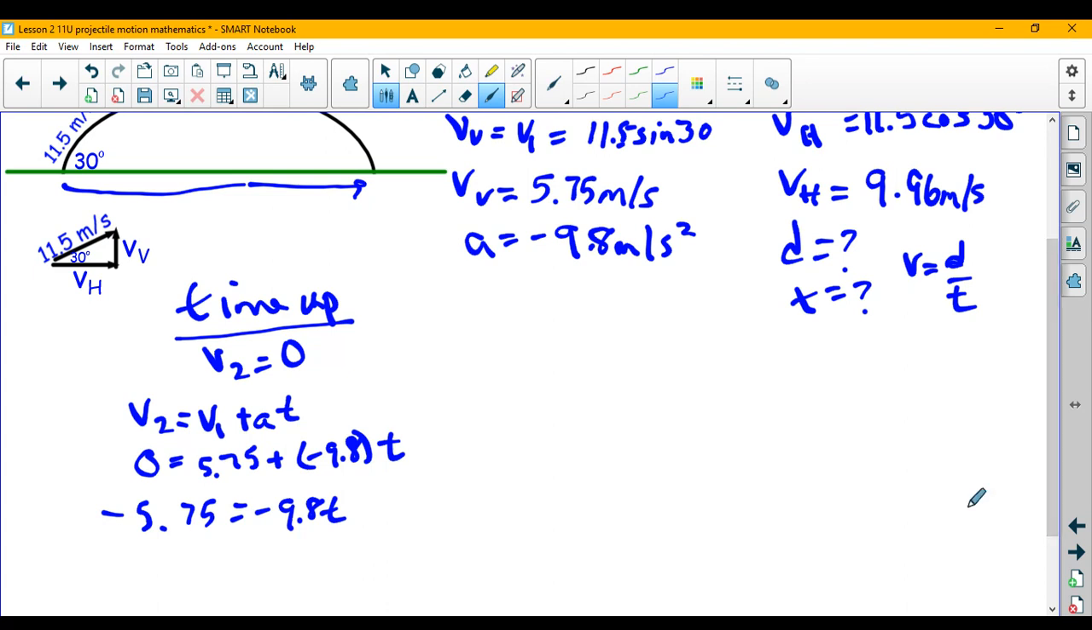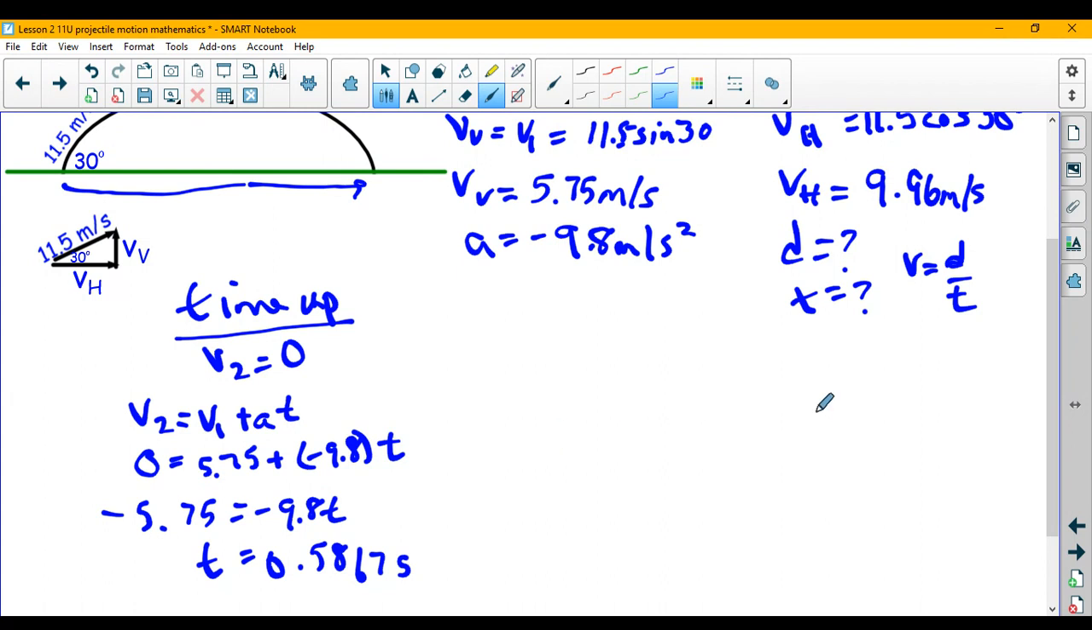So my time, I'm going to keep extra digits because this is not a final answer. I'm keeping this with a couple of extra digits to keep my accuracy. So I got 0.5867. That should be more than enough numbers. So not very long, but it doesn't stay up there very long. And that's only the time up.